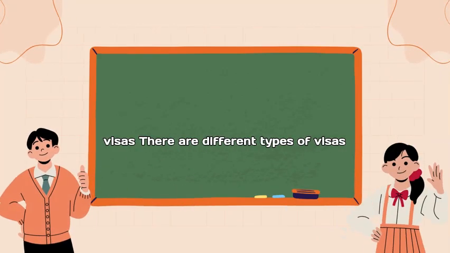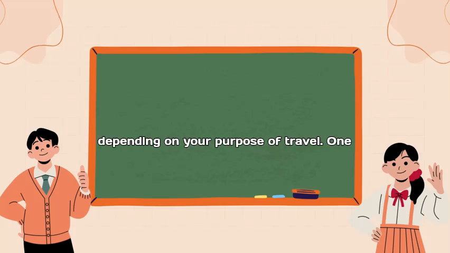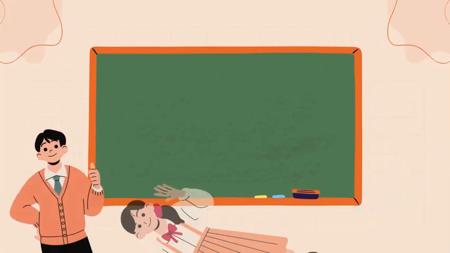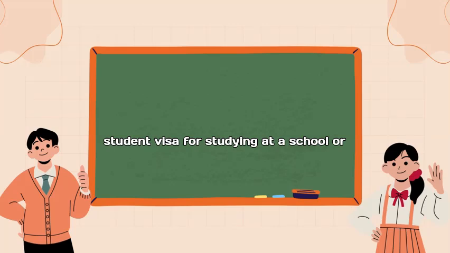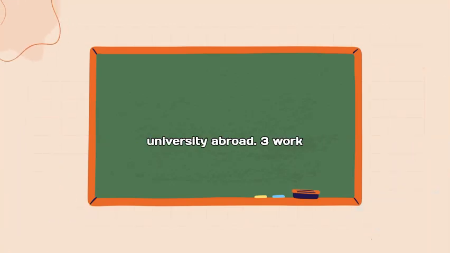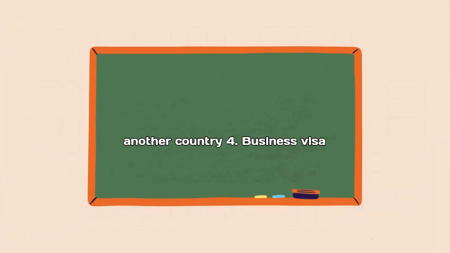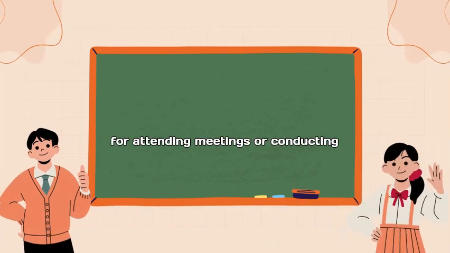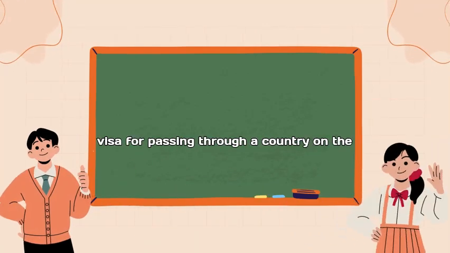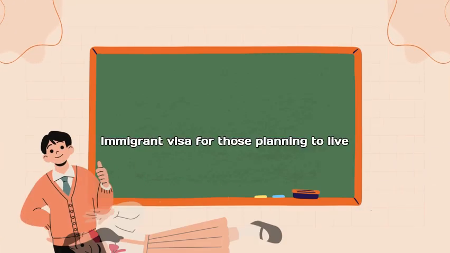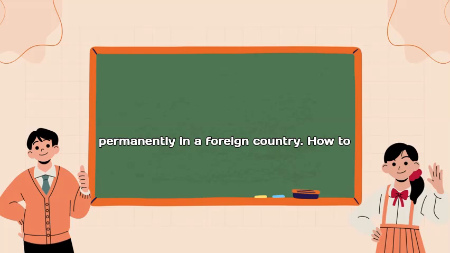Types of visas. There are different types of visas depending on your purpose of travel. 1. Tourist visa for vacation or visiting friends and family. 2. Student visa for studying at a school or university abroad. 3. Work visa for people who want to work in another country. 4. Business visa for attending meetings or conducting business activities. 5. Transit visa for passing through a country on the way to another destination. 6. Immigrant visa for those planning to live permanently in a foreign country.